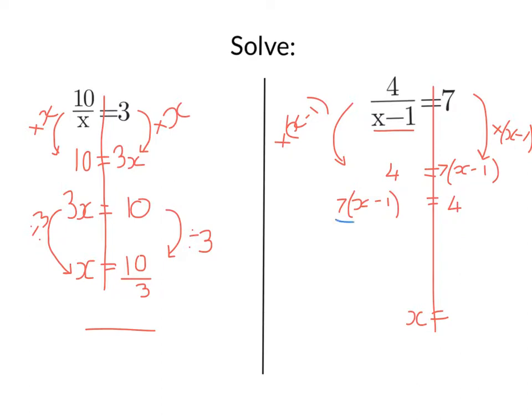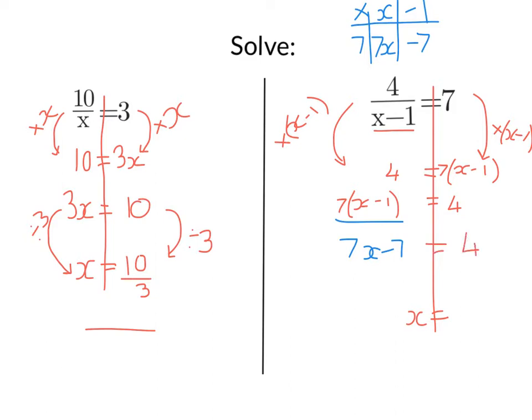Now this bracket here, when we see brackets, we should be automatically thinking expanding and grid method. So I'm going to do my grid method at the top. 7 times x minus 1. So I've got 7 times x, which is 7x. 7 times negative 1, which is negative 7. So I'm going to swap the 7x minus 1 to 7x minus 7.